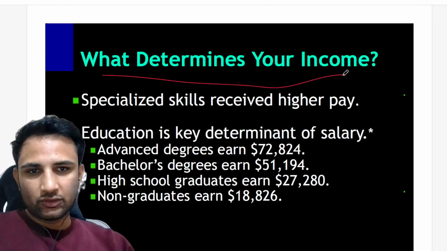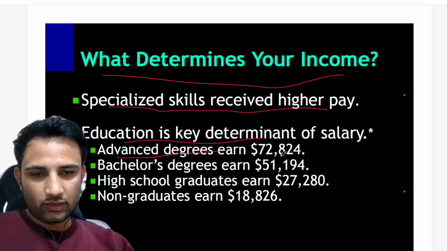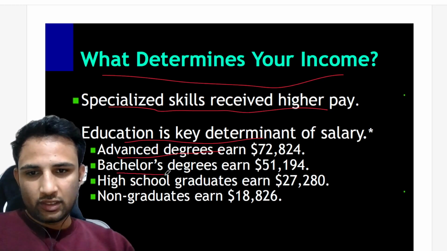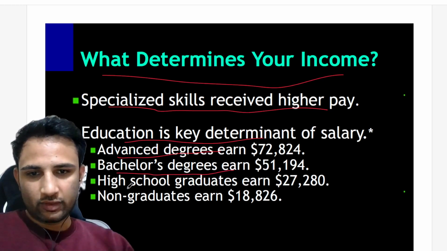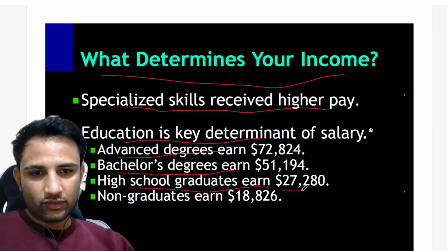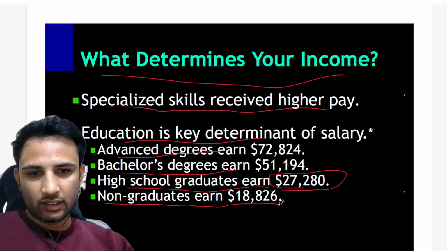Work determines your income, so specialized skills receive higher pay. Education is a key determinant of salary. So an advanced degree earns around $72,824 a year. A bachelor's degree earns around $51,194 a year. A high school graduate earns $27,280 a year, which is minimum wage. And non-graduates earn $18,826 a year.